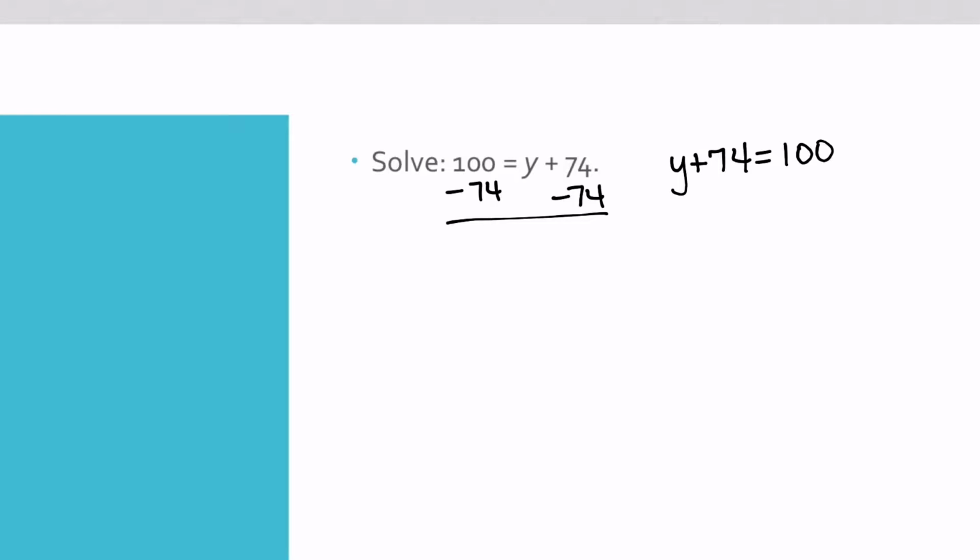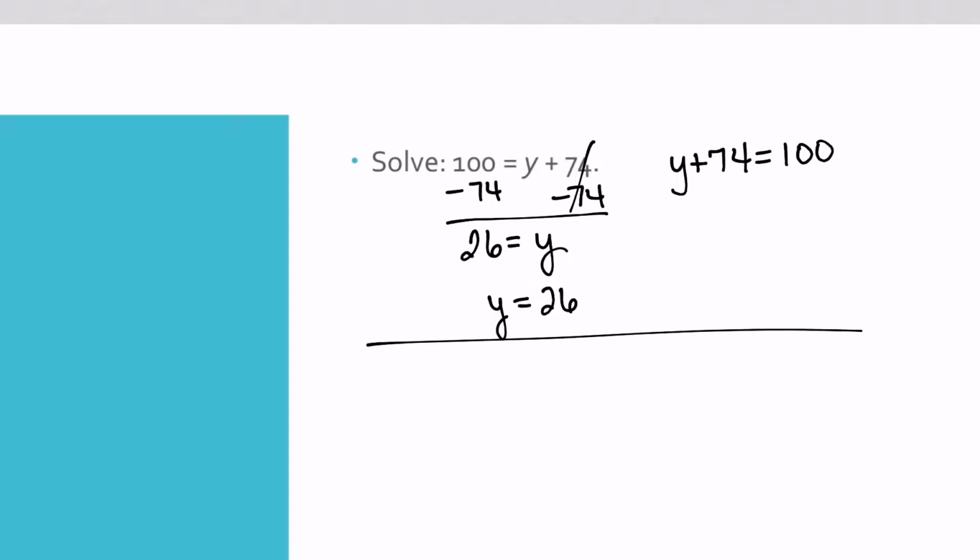So what is 100 minus 74? It's 26 equals y. Remember that 74 minus 74 created 0, so it went away. And so this is our answer, 26 equals y. And again, a lot of people have a problem with that y being on the right, so if you want to flip that around, that's okay too. y equals 26. Now again, can you go back and check your answer to see that that is the solution? Absolutely. So we're going to take this 26, and I'm going to put it in where I see y.